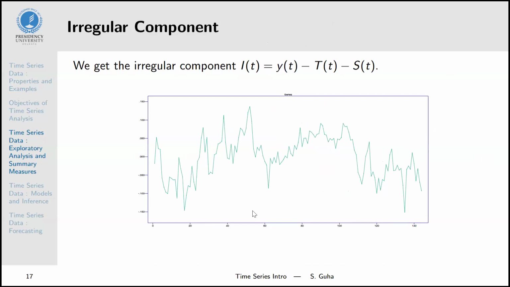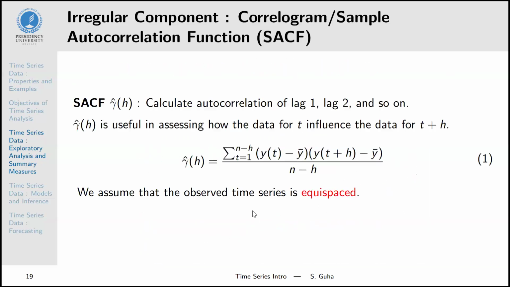Now, the correlogram or the sample autocorrelation function actually calculates how much today's data is correlated with tomorrow's data, or how much today's data is correlated with day after tomorrow's data. So it will actually calculate the correlation of different lags. So let me explain it.